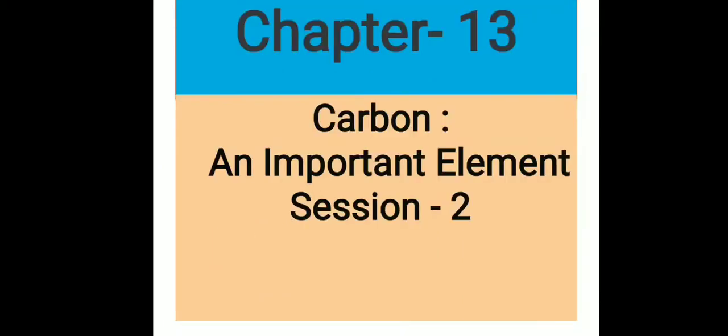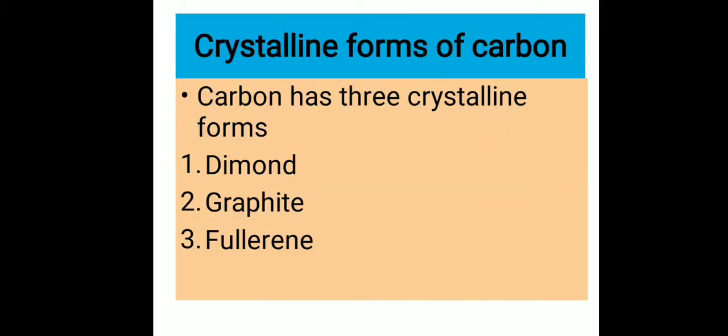In the first session of this chapter, we learned about the occurrence of carbon, properties of carbon, allotropy, crystalline forms and non-crystalline forms of carbon. This is the second session for the chapter Carbon and Its Important Compounds. We learned that carbon has three crystalline forms: diamond, graphite and fullerene. Now we study in detail about the first crystalline form of carbon, that is diamond.